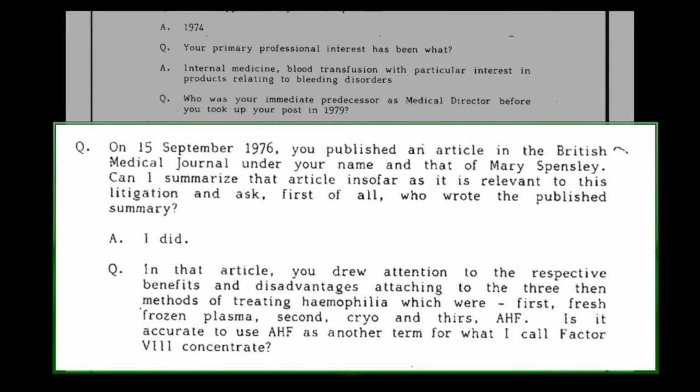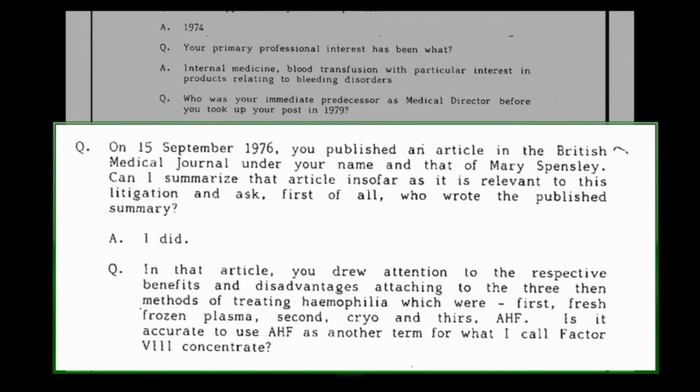And then the question is, at the bottom of the page, in that article, you drew attention to the respective benefits and disadvantages attaching to the three then methods of treating haemophilia, which were first fresh frozen plasma, second cryo, and third AHF, anti-haemophilic factor.